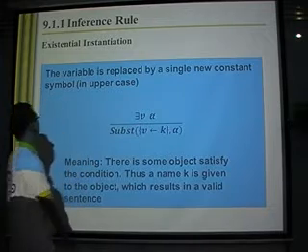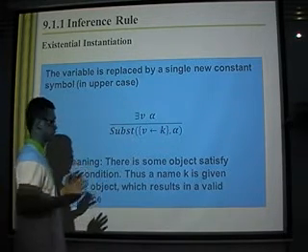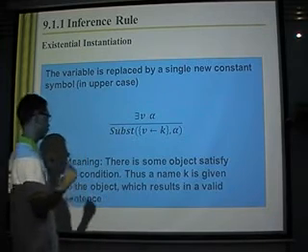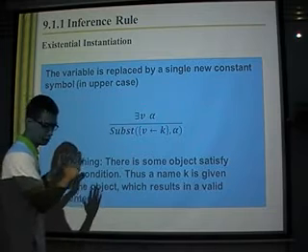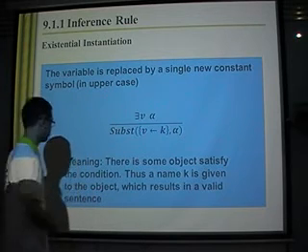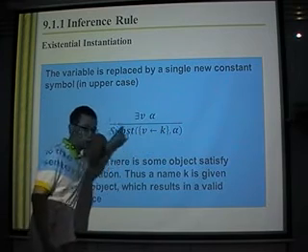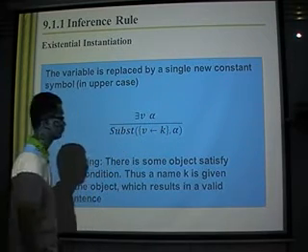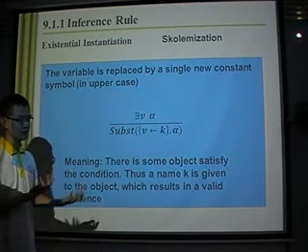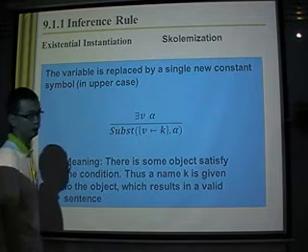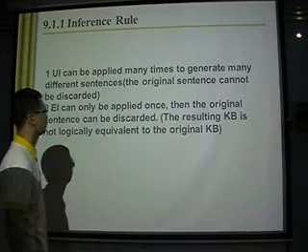And the existential instantiation rule: if you are given an existential quantified sentence, you can apply a constant symbol k to the sentence and you can discard the original sentence. And the newly generated sentence will be valid in the knowledge base. This process is called skolemization. This is a special case of skolemization, as we shall see when we are converting to CNF in resolution. We'll talk about that later.